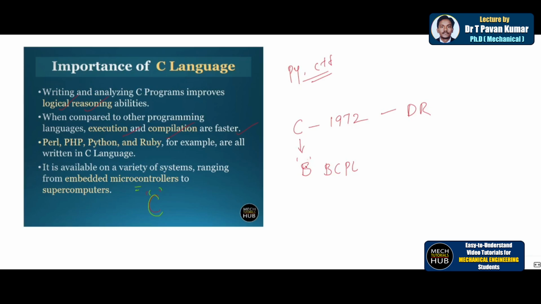That was introduced in 1970 by Ken Thompson. This was developed to develop Linux actually. C was also developed for operating systems, to develop an operating system.